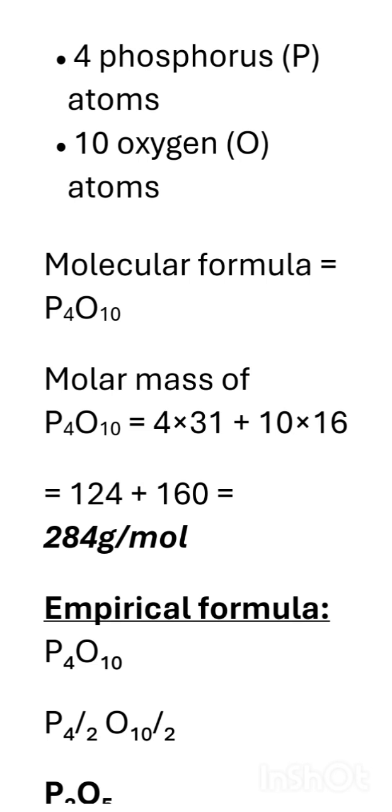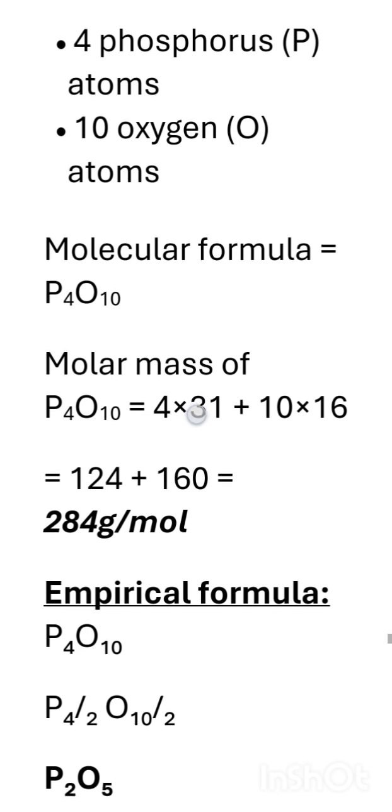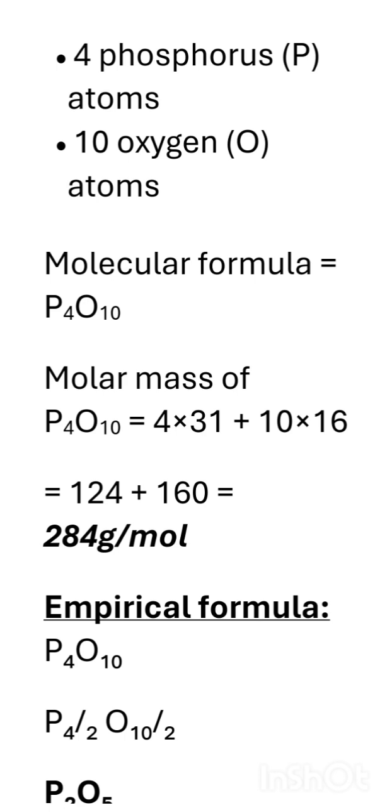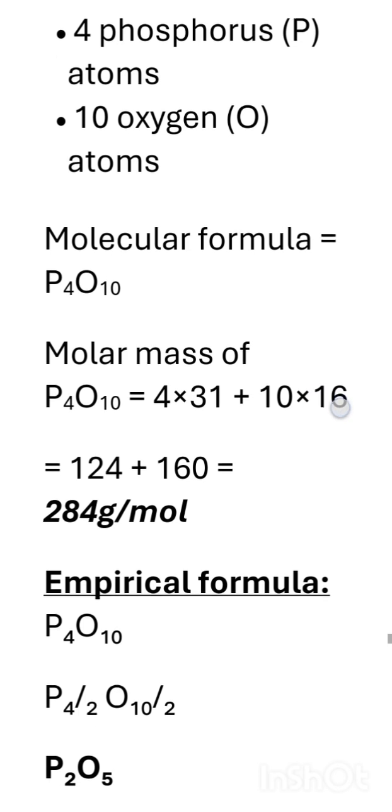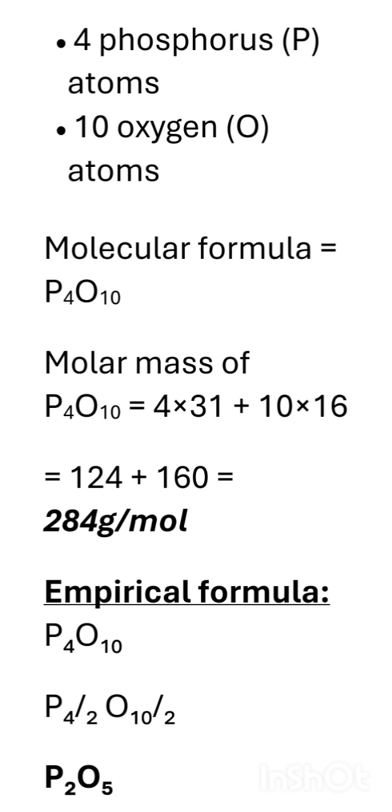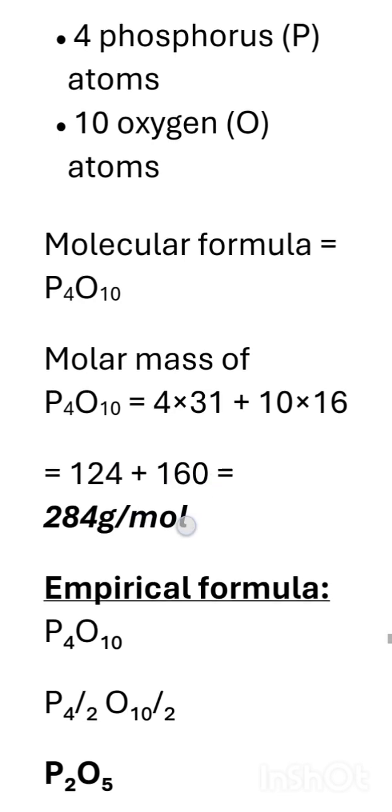Now as far as the molar mass is concerned, you just have to multiply it with the masses. 31 is the atomic mass for phosphorus and 4 atoms are given, so we will multiply 31 with 4, then 10 atoms of oxygen are multiplied with its mass, that is 16, we will get 124 plus 160. Overall answer is 284 gram per mole.